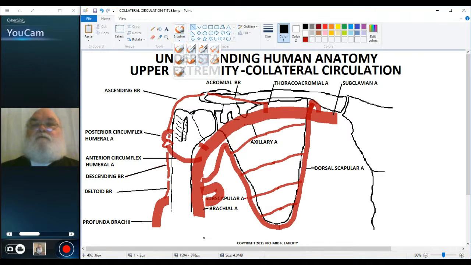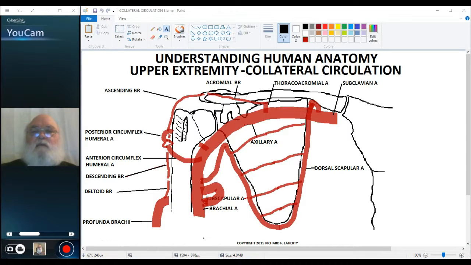So, again, we have a very rich collateral circulation in and around the shoulder joint. In the next video, we'll look at the collateral routes around the elbow, and we'll look at the collateral routes in the hand that connect the radial and ulnar arteries.